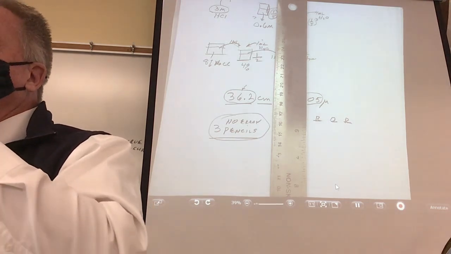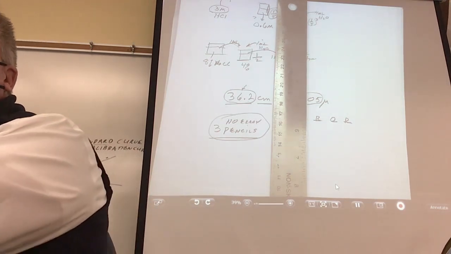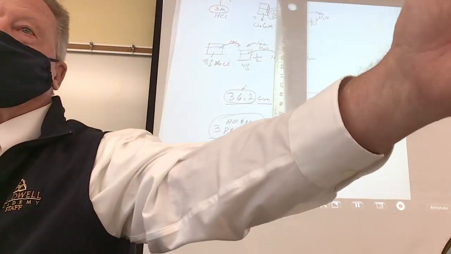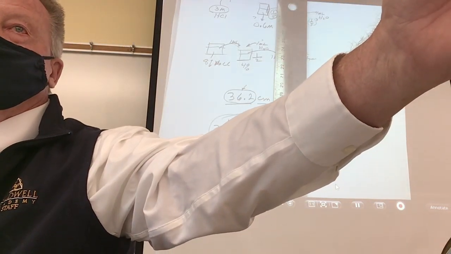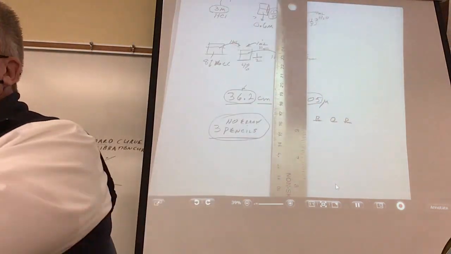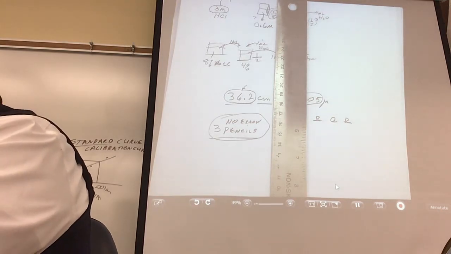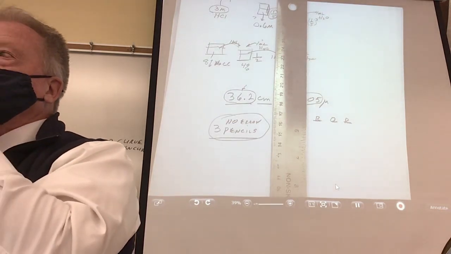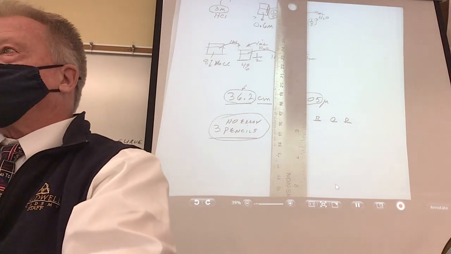I've never seen a balance that goes to 10,000th of a gram that can also measure 100 grams. You're not going to be able to measure 100 grams on the same balance you used for 1,000th of a gram. So you might have a limit there, a capacity. Every balance has a capacity.